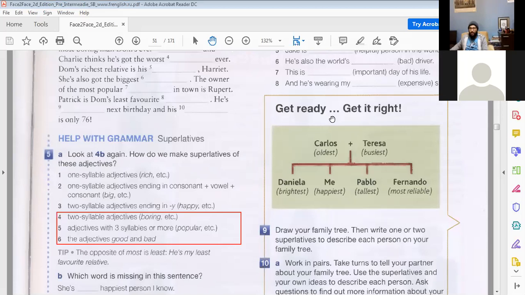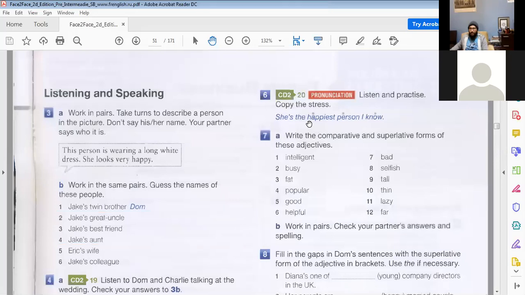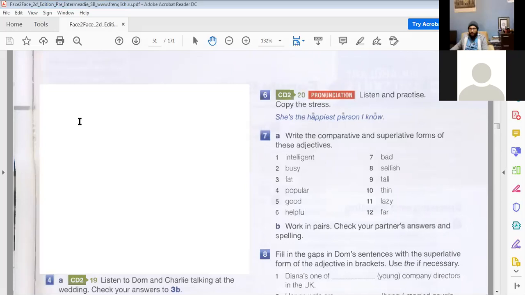So let's write them. Let's put them in the list, so this way we have all of them in front of us. All right, so let's write them. So we agreed that more intelligent, and we have most intelligent. And we said busier and busiest. And we have fatter and fattest.